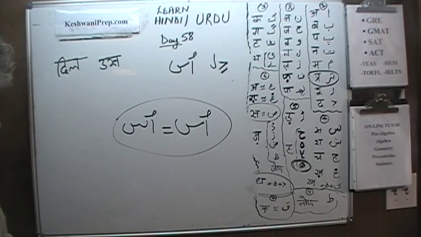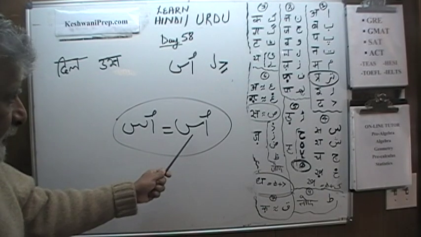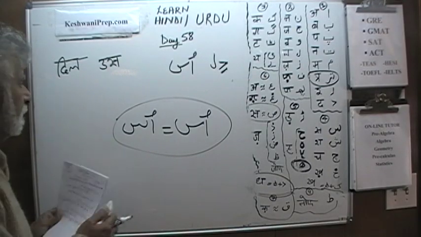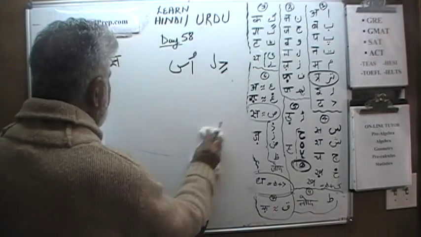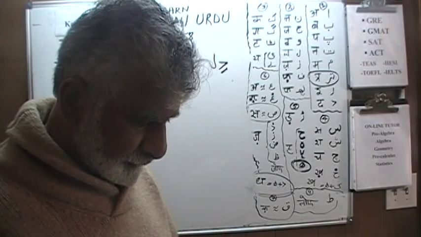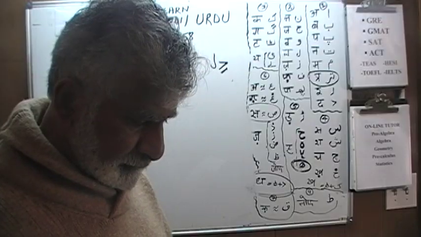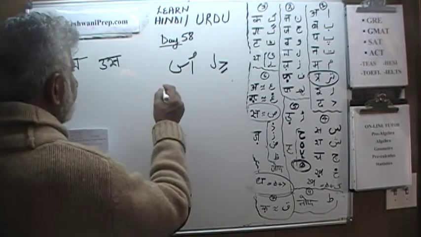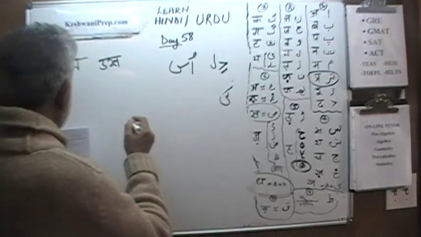Most of the time in writing and even in the print, in newspaper, you will see something like this. Not two loops. There will be one very long loop, and that tells you that it is either a sa or a sh. Dil, us, ki.